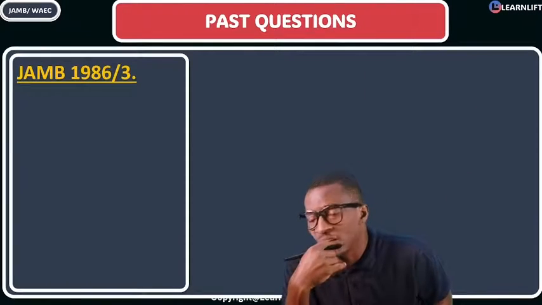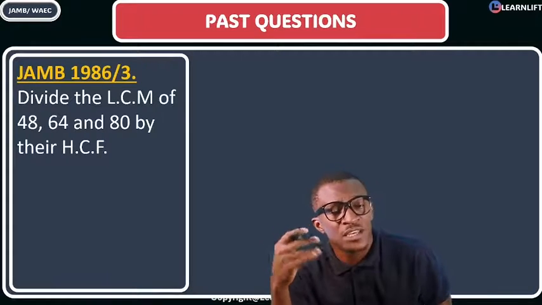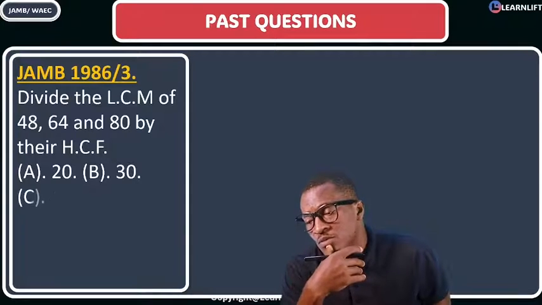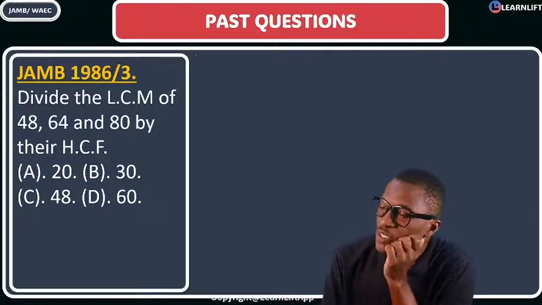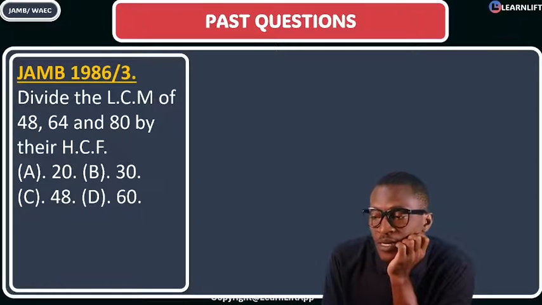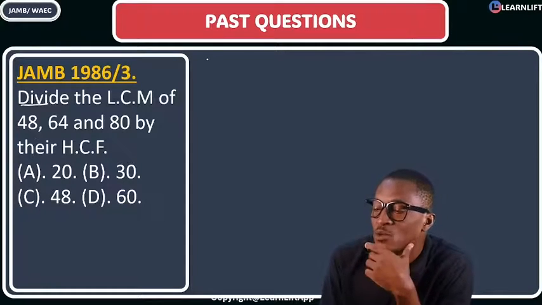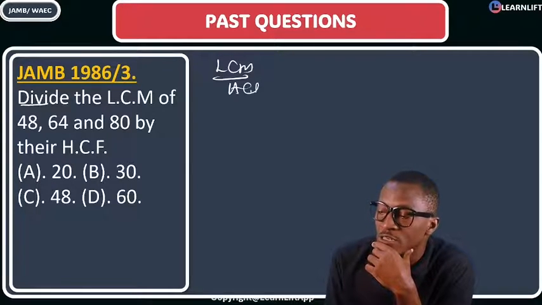The question says JAMB 98, this is question 3. Divide the LCM of 48, 64, and 80 by their HCF. Options A, B, and C were given. How do we solve this? First, the question says calculate the LCM. First of all, you get the LCM. You say divide the LCM by their HCF. So first, what we are asked to do is find LCM all over HCF.